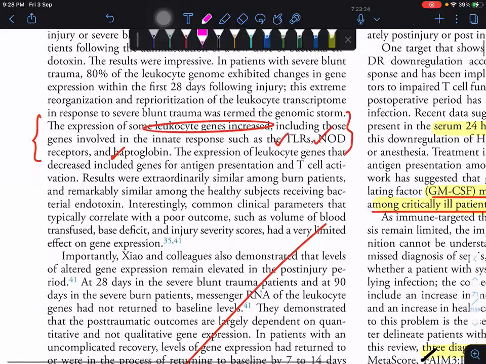Next thing is what are the leukocyte genes? The expression of some leukocyte genes increased, including those genes involved in the innate immune response, such as TLR, NOD receptors, and haptoglobin. TLR, NOD receptors, and haptoglobin are the main genes involved in leukocyte genes.